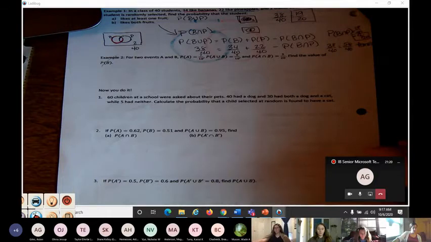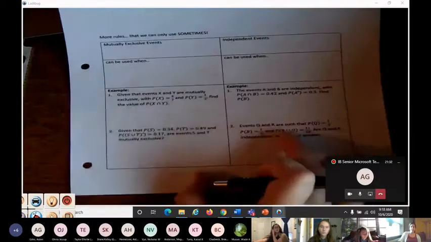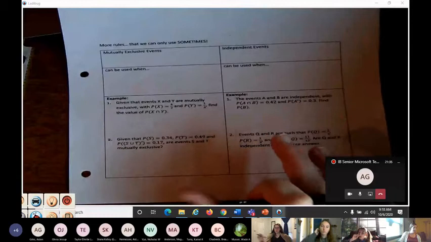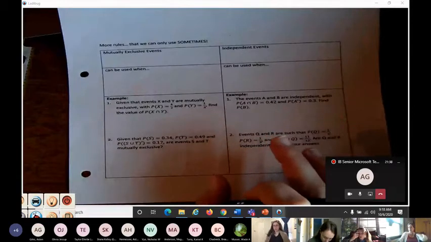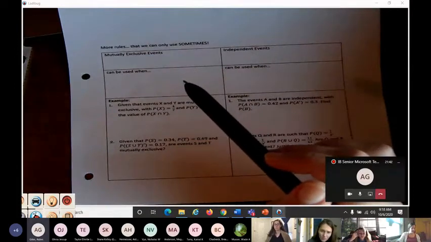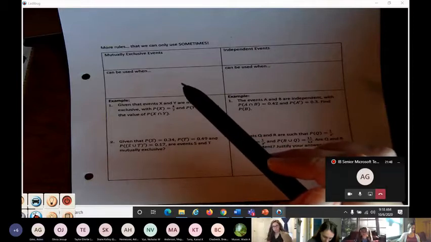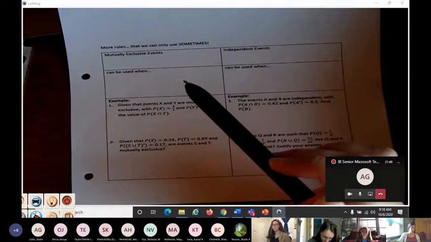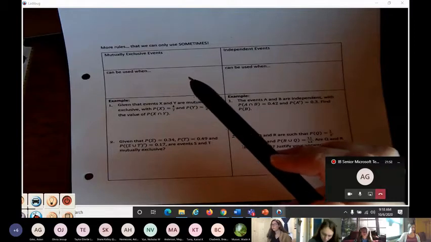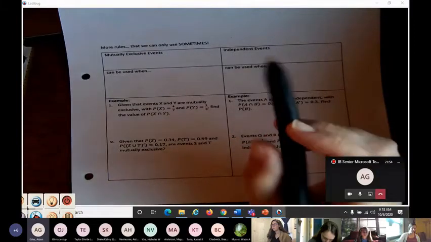So we will move on to mutually exclusive and independent events. There are 2 more definitions that we need to understand. They're like more rules, and we only use them sometimes, but we need to understand the definitions. The first thing we'll talk about is mutually exclusive events. Mutually exclusive events have no intersection.